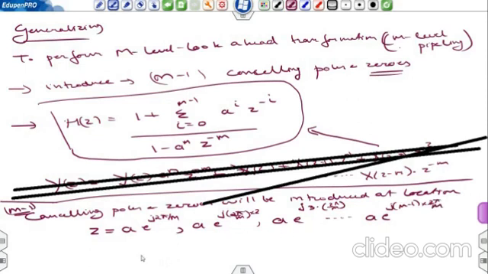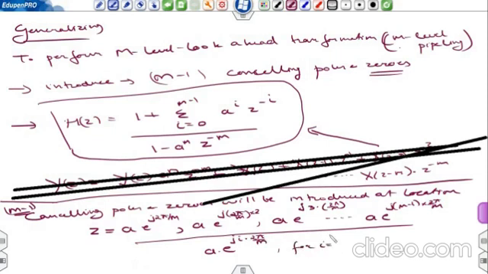Okay, so this can be written as a e raised to power j i into 2 pi by m for i equal to 1, 2 up to m minus 1. So in total there are m minus 1 cancelling poles and zeros.